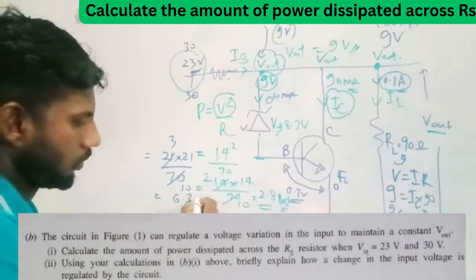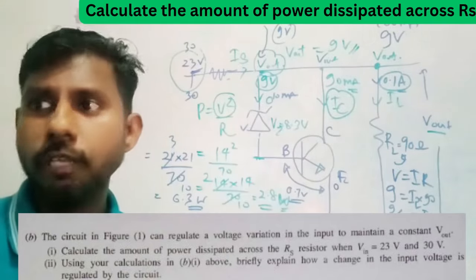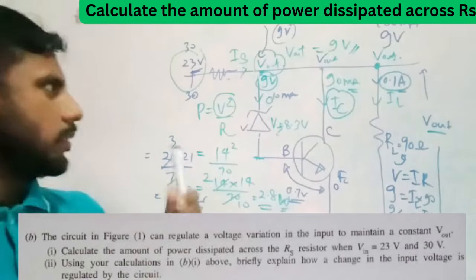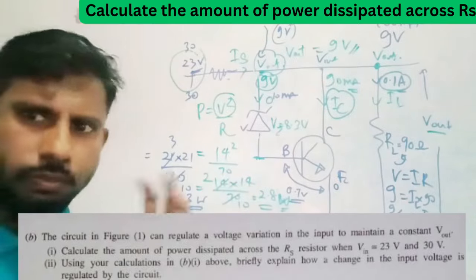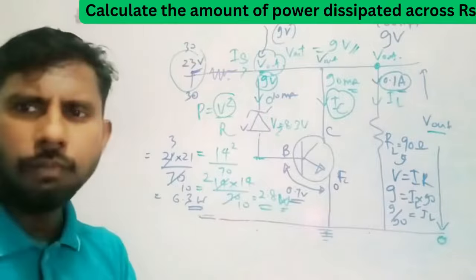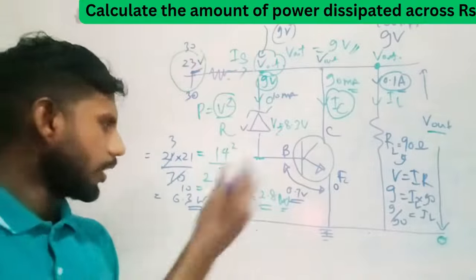Using calculations in B1, briefly explain how a change in the input voltage is regulated by the circuit. That's a good question. Input voltage will be regulated by this circuit for sure. I have actually explained it to you earlier. If we make sure the potential difference here is 0.7 and here it's 8.3, that will make sure it's 9. So the additional power from this 30 volt is going to dissipate here.